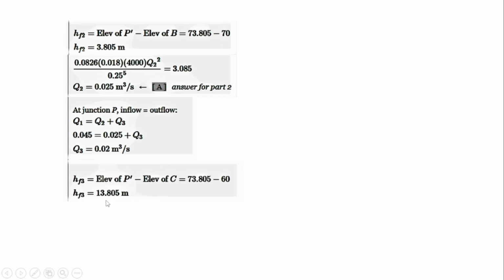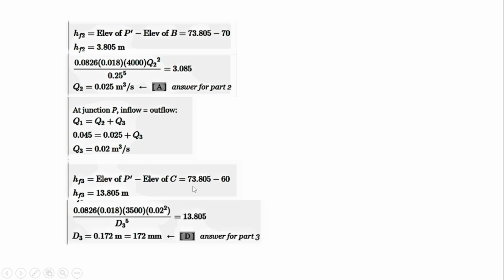Next, we are also going to solve for the value of major head loss 3. So the elevation of P prime, or the elevation of piezometer reading, minus the elevation of C, is equal to 73.805 minus 60. So therefore we can now solve for the major head loss 3, which is equal to 13.805 meters.